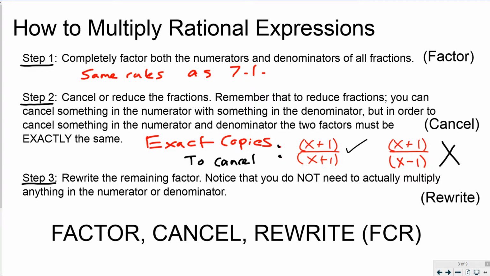That's the same as 7.1. So I could cancel x plus 1 over x plus 1, but I couldn't cancel x plus 1 divided by x minus 1. Cannot do that. And then step 3 is you're going to rewrite the remaining factors. You do not need to actually multiply anything in the numerator or the denominator. So factor, cancel, rewrite. Multiplying rational expressions is kind of deceiving. You're only going to factor, cancel, and rewrite everything that you can. It's just simplification of two rational expressions.